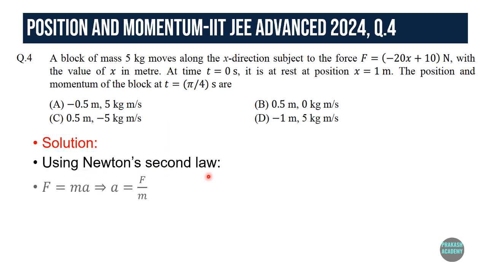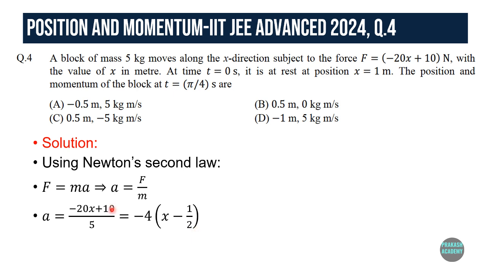If you remember, Newton's second law is force equals mass times acceleration, or acceleration equals force by mass. Force is given and mass is also given, so we can calculate acceleration. Acceleration will be this force divided by mass, that is 5 kg. So this will be minus 4 times x minus 1 by 2. If you divide by 5, you will have this expression.